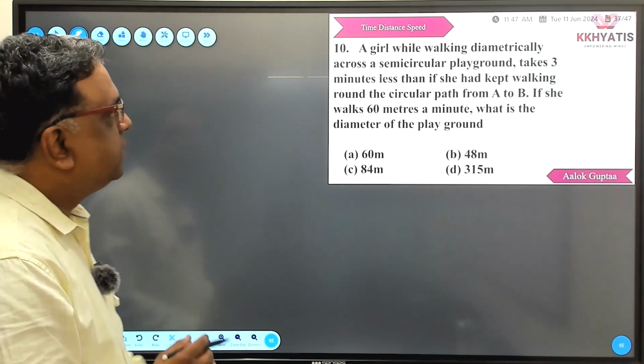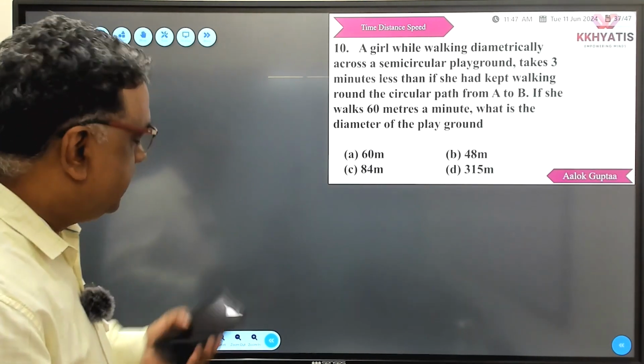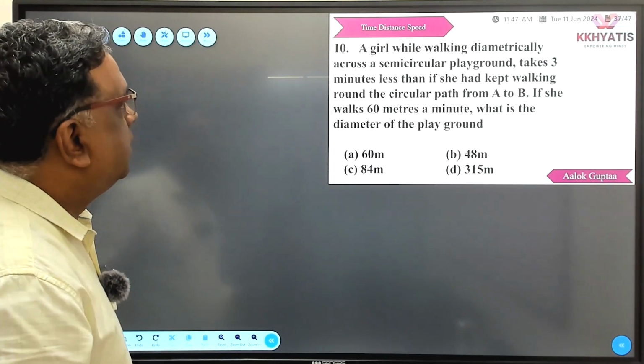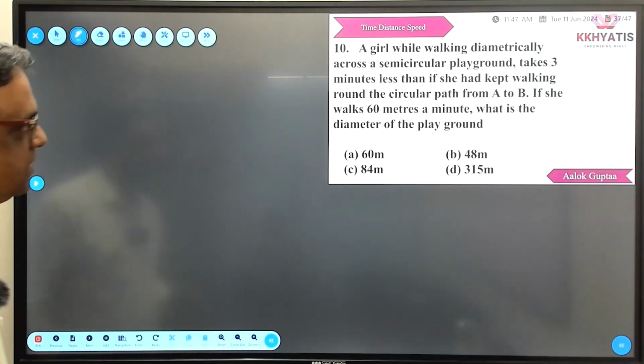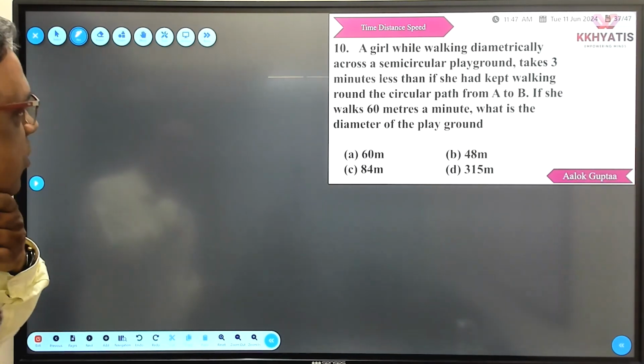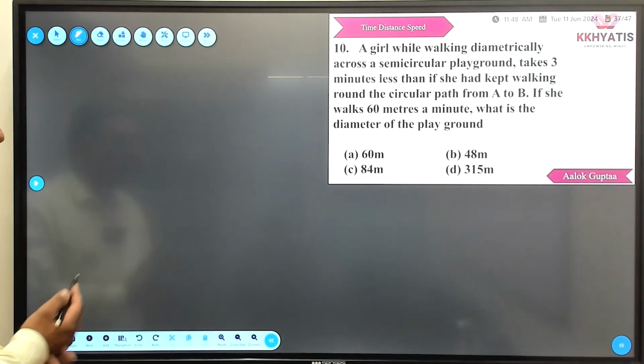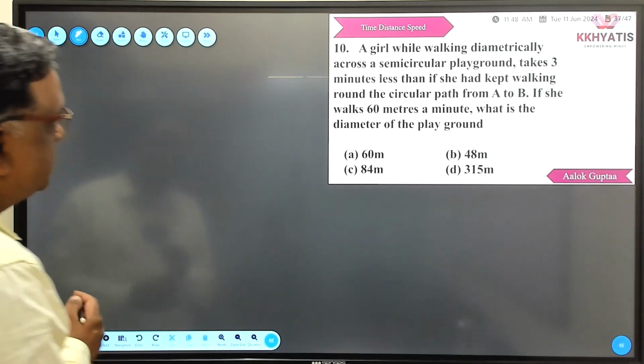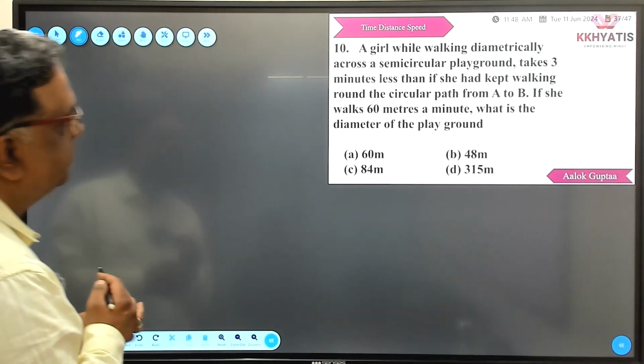A girl, while walking diametrically across a semicircular playground, takes 3 minutes less than if she had kept walking around a circular path from A to B. If she walks 60 meters a minute, what is the diameter of the playground?